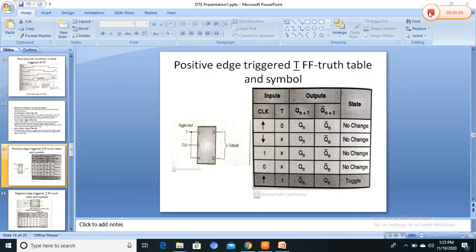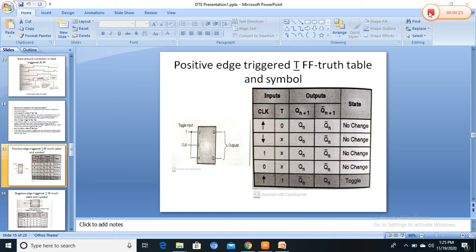Hello students, next flip-flop we study is the positive edge triggered T flip-flop. There are four types of flip-flop: SR flip-flop, JK flip-flop, D flip-flop, and T flip-flop, and these are again divided into two types: positive edge triggered and negative edge triggered flip-flops. This is the positive edge triggered T flip-flop, the toggle flip-flop.